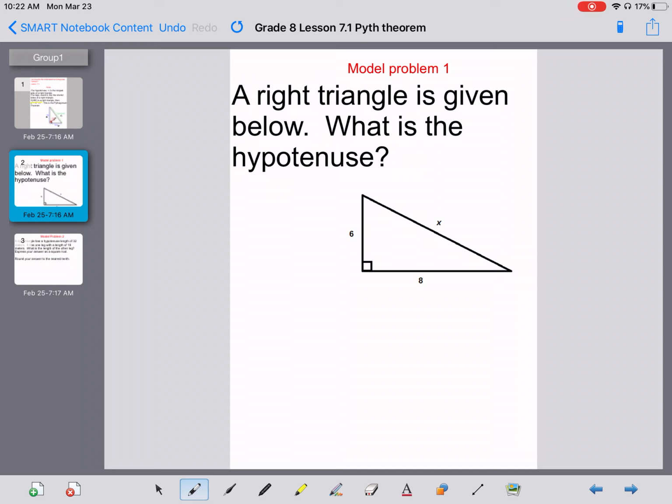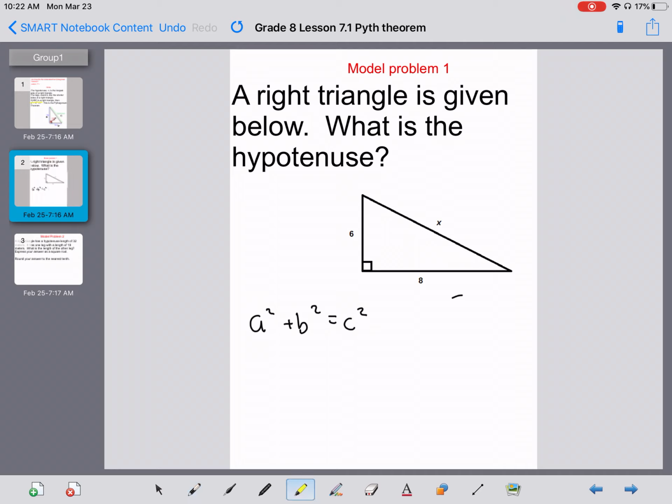So, if we have this problem, we notice that we have a right triangle. Since we have a right triangle, we can do A squared plus B squared equals C squared. Every single time we have a right triangle, we can always use that formula. So now, we have to identify what our A, B, and C are.